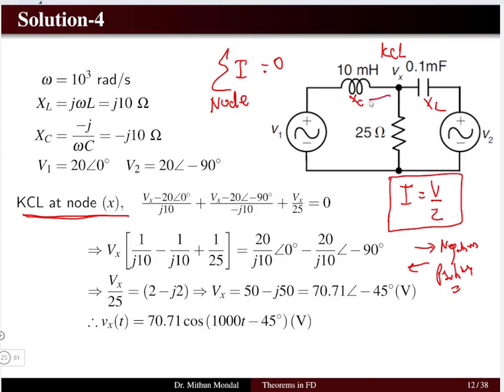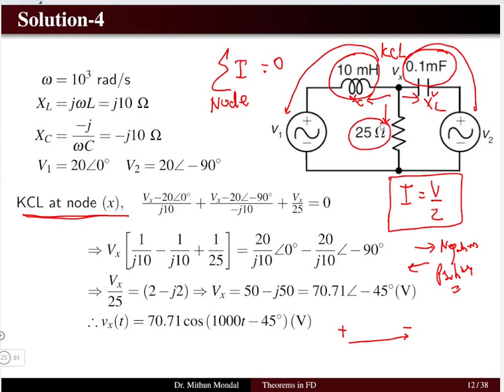Usually it is a good habit to take all the signs to be outward, so that all positive signs come, and the current will always flow from higher potential to lower potential. Then we will have (Vx minus V1) divided by the reactance of the inductor, (Vx minus V2) divided by the reactance of the inductor here, the capacitors, and here we will have the voltage divided by the resistance. So all the currents will be adding up in accordance with Ohm's law and the KCL.